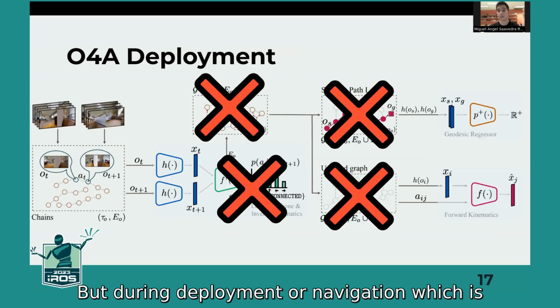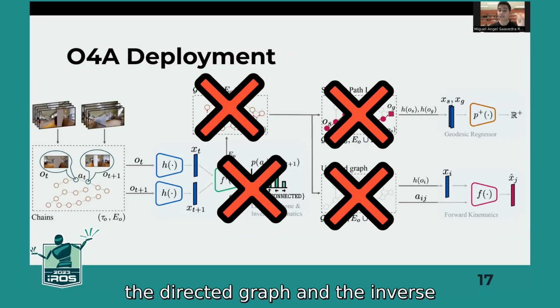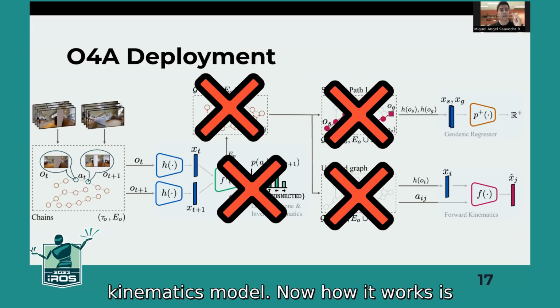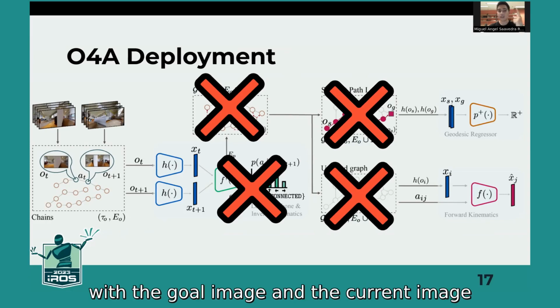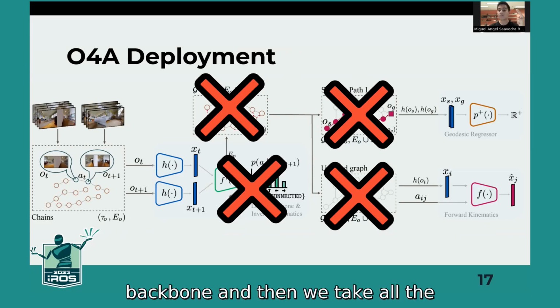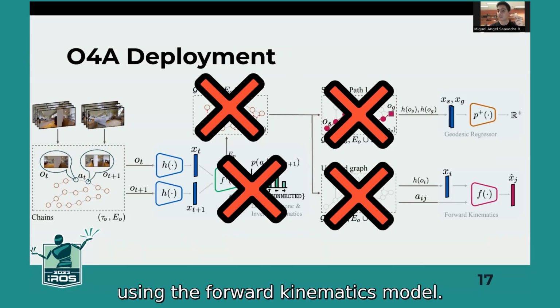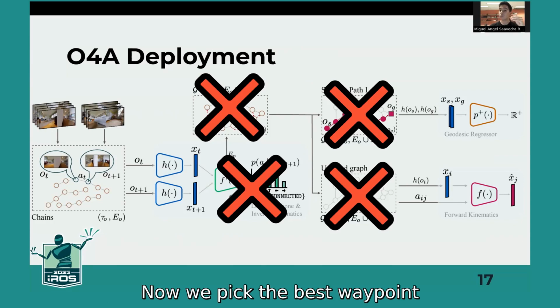But during deployment or navigation, which is the interesting part, we discard both the directed graph and the inverse kinematics model. Now, how it works is we take a goal image and the current image being observed by the agent. We encode these with the RGB backbone, and then we take all the possible actions and produce waypoints using the forward kinematics model. Now, we pick the best waypoint, which is ranked thanks to the geodesic regressor.